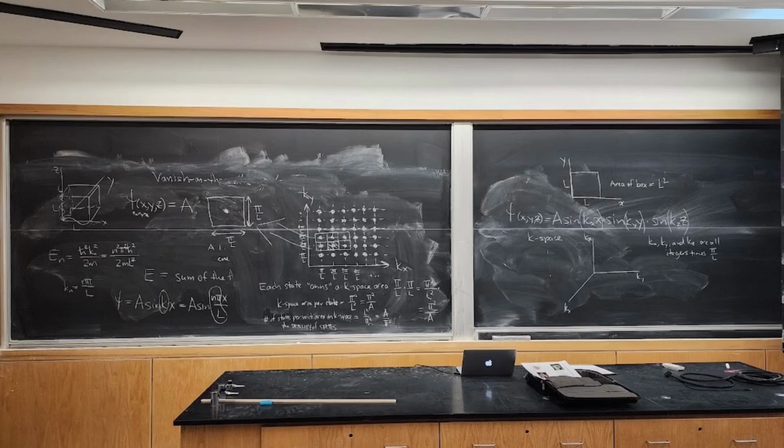What's the area of that box? L squared, right? Area of the box is L squared. So in other words, we can also say that this is pi squared over the area A of the box. It's the area that the particle is confined to. Pi squared over A. The K space area per state is pi squared over A.